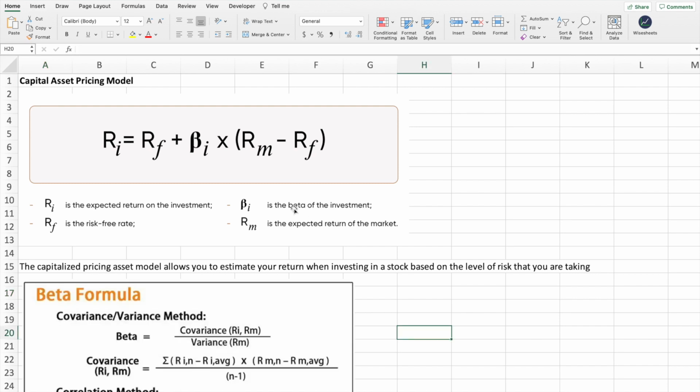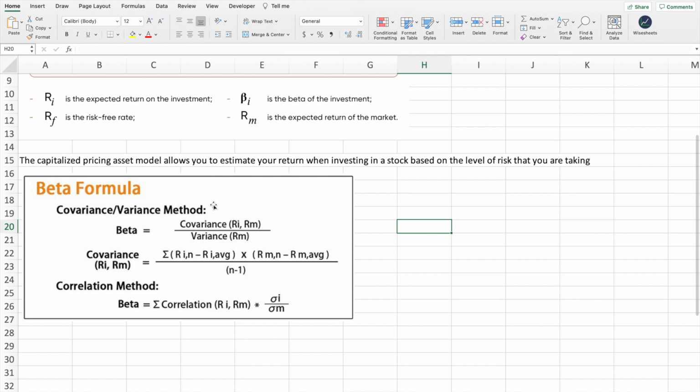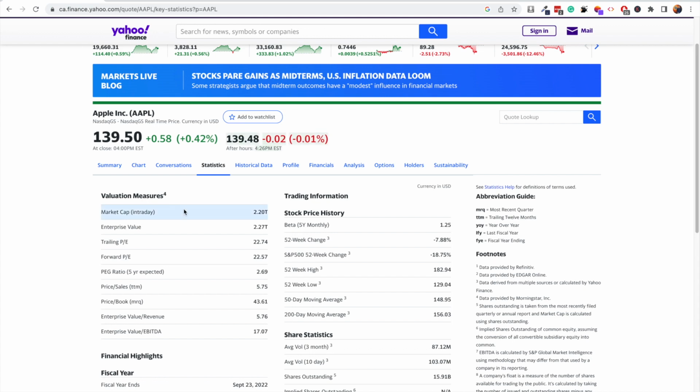The next component of the formula, as you can see, is the beta of the investment. Like I mentioned before, this is the level of volatility that the stock price has in relation to the stock market. The beta can be calculated using the formulas that you can see right now. There are different ways of calculating it, and of course that results in a slightly different number. The good thing though is that you don't have to necessarily calculate this value manually. You can get it from a site like Yahoo Finance. As you can see, this is the beta 5-year monthly, and this is the value that you would use.